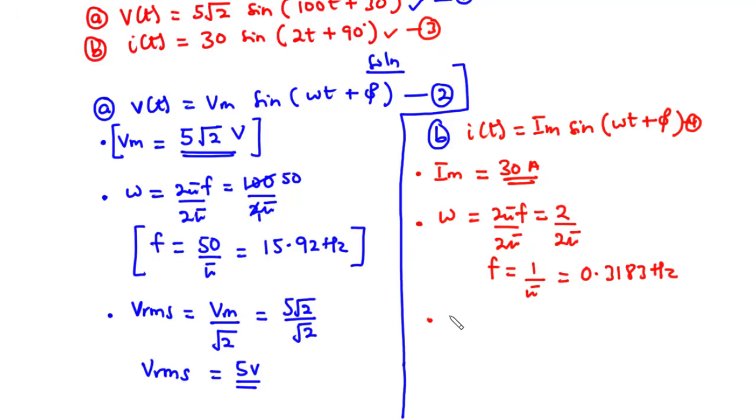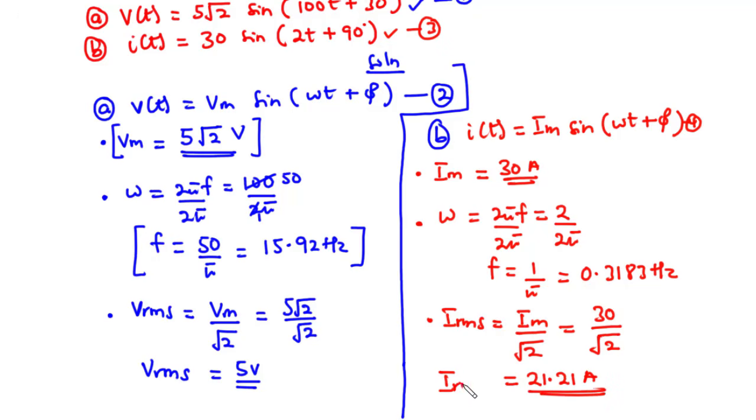Now for the RMS value, we have IRMS equals Im divided by √2. We have Im to be 30, therefore 30 divided by √2, and that's equal to 21.21 amperes. Therefore we have IRMS to be equal to 21.21 amperes.